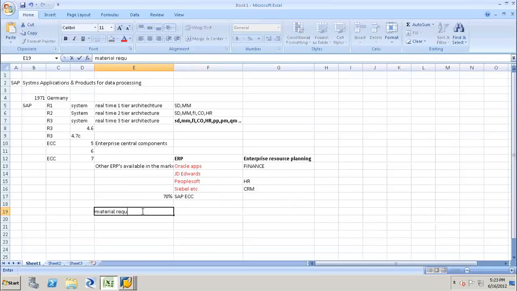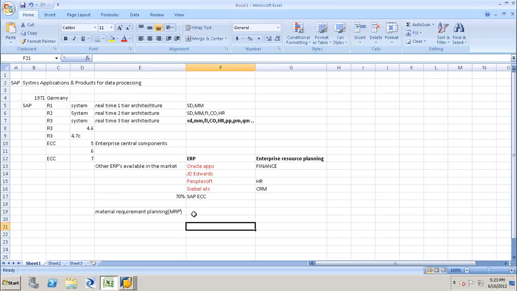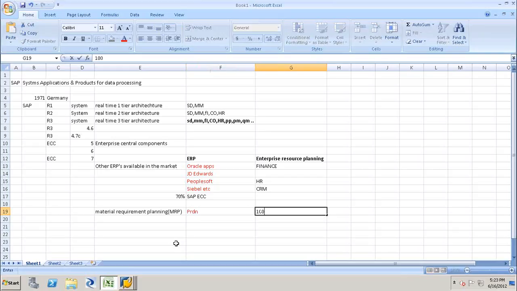Material requirement planning. In short, it is MRP. So, material requirement planning. I am a production guy. I want to manufacture some 100 kgs of biscuit.